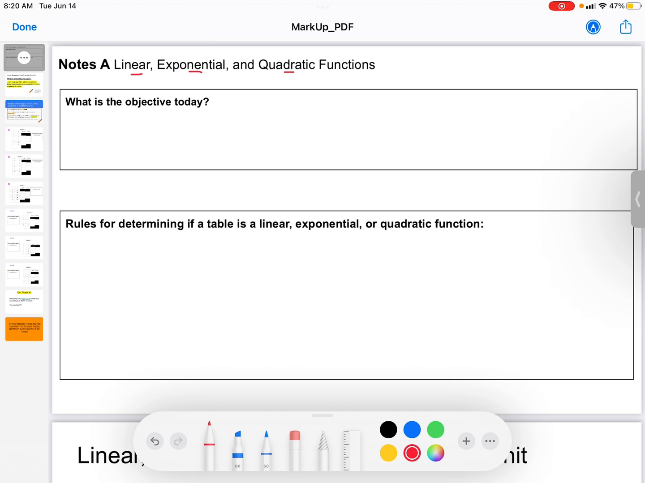So we start every single set of notes with something called the objective. An objective is, what is the goal? What are you getting out of these notes? So the first thing I ask you is what is the objective today? So I'm going to show you what the objective is. I want you to pause the video and type or write out in this box what the objective is.